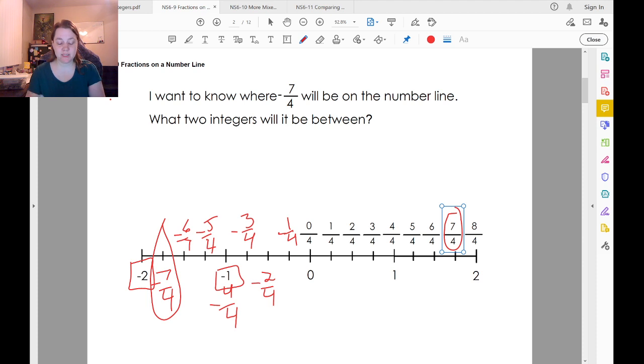Now, if we look at this number line, we can see it's still counting by ones. When we look at the fractions, it's just by ones in regards to quarters. So 1, 2, 3, 4, 5, 6, 7, 8, 9. 0, 1, 2, 3, 4, 5, 6, 7, and then we'd have -8.